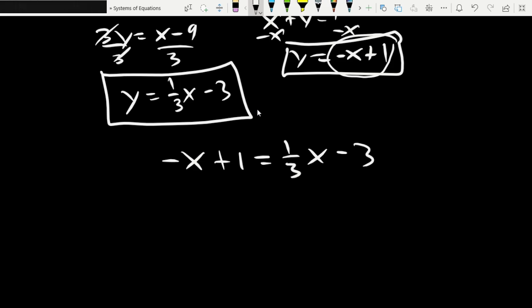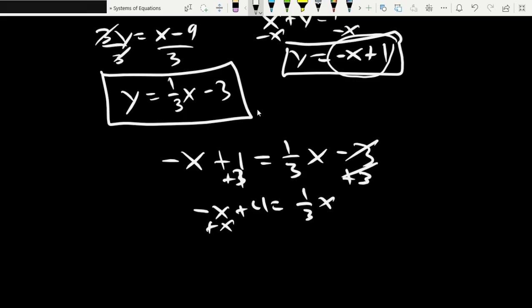Now we just solve for x in this one. The first thing we're going to do is add 3 on both sides. Always try to add to the lesser number, so 1 is greater than negative 3, and you're going to add to this one. You guys should have already learned that before. So negative x plus 4 equals 1/3 x plus x. Remember, this just means 1x, so we're just adding the coefficients.